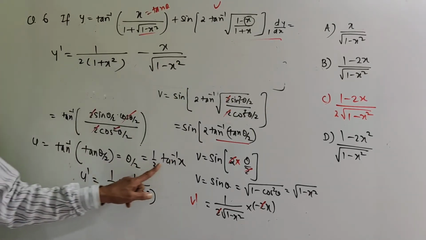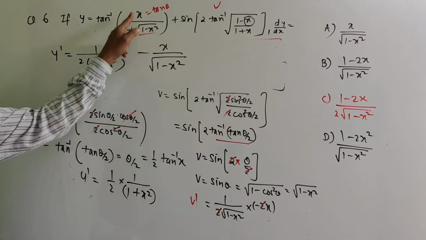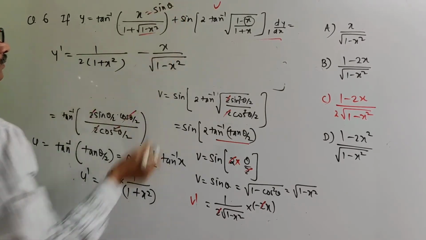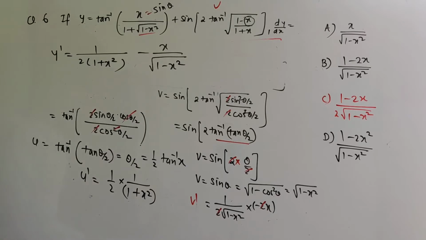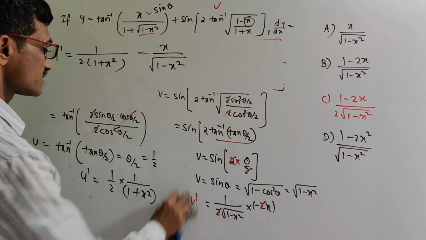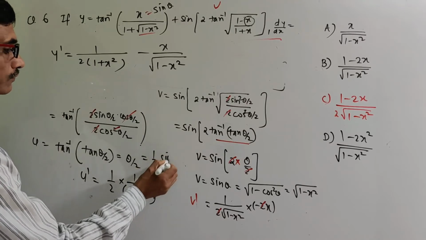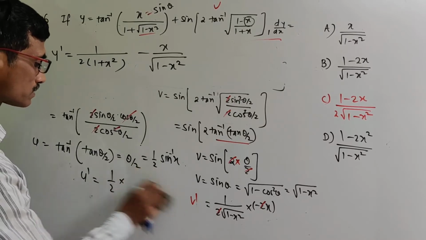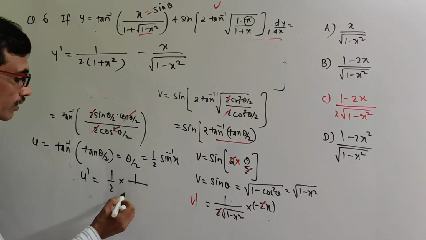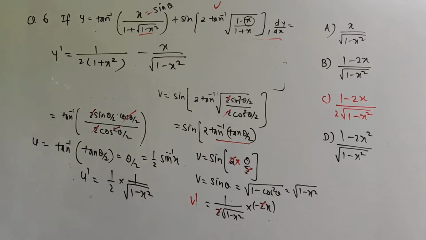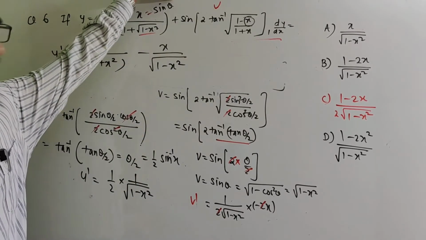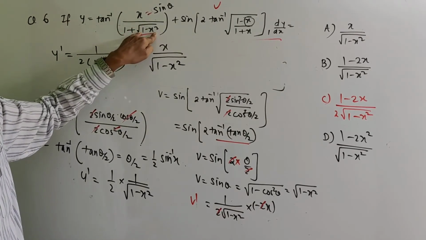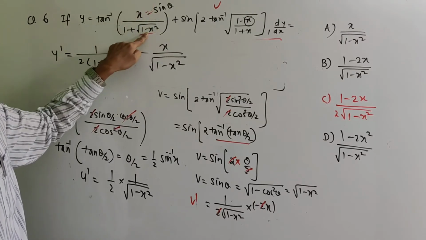Here theta is not tan, it is sin theta, therefore our theta will be equal to sin inverse of x, and the derivative of sin inverse x is 1 upon root of 1 minus x square. Substitution is this: x is equal to sin theta, so that it is sin theta upon 1 plus root of 1 minus sin square theta, which is cos theta, so sin theta upon 1 plus cos theta.